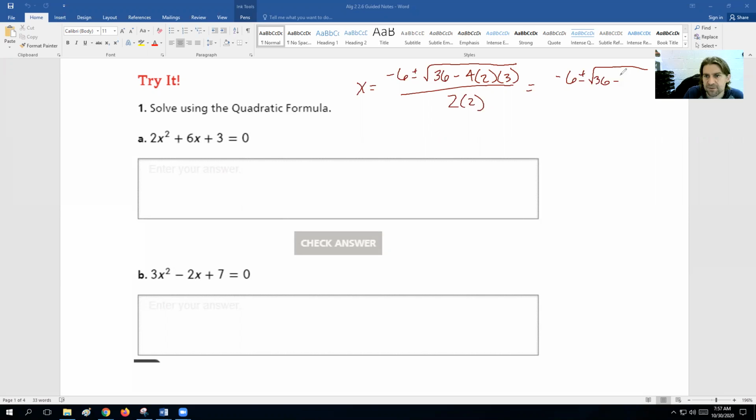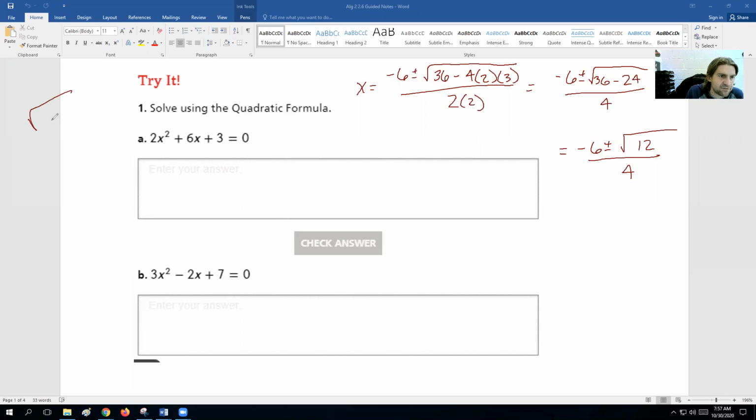So we get negative 6 plus or minus the square root of 36 minus 4 times 2 is 8, 8 times 3 is 24, all over 2 times 2 is 4. So this becomes negative 6 plus or minus the square root of 36 minus 24 is 12, over 4.